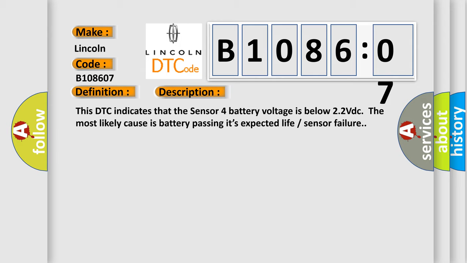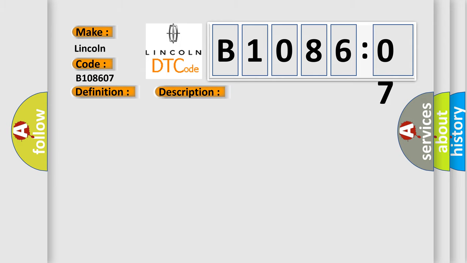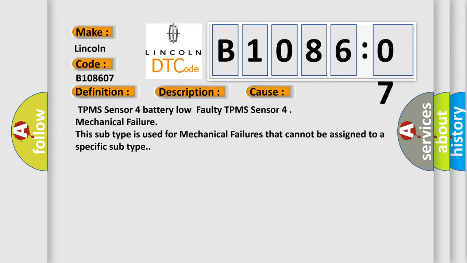This diagnostic error occurs most often in these cases: TPMS sensor 4 battery low, faulty TPMS sensor 4 mechanical failure. This subtype is used for mechanical failures that cannot be assigned to a specific subtype.